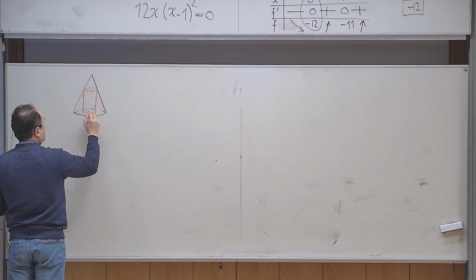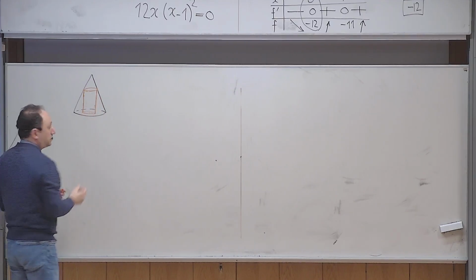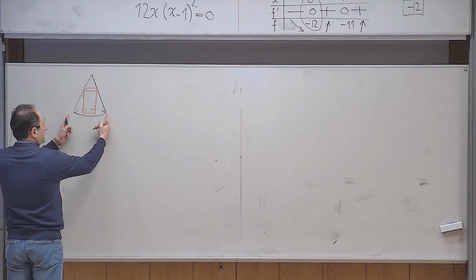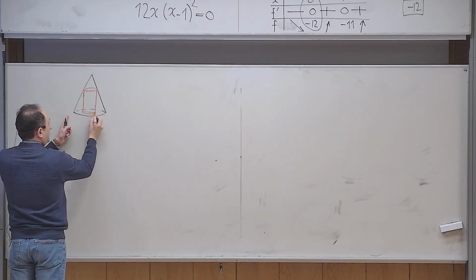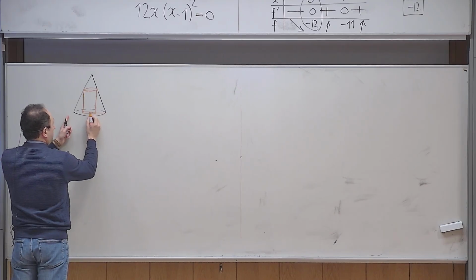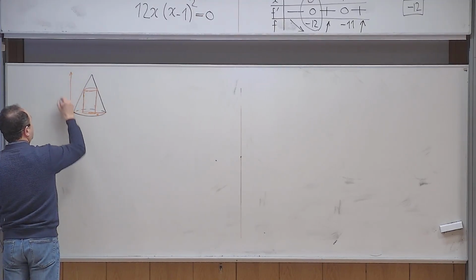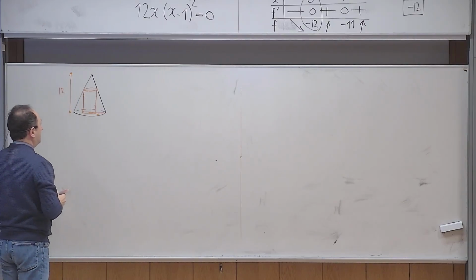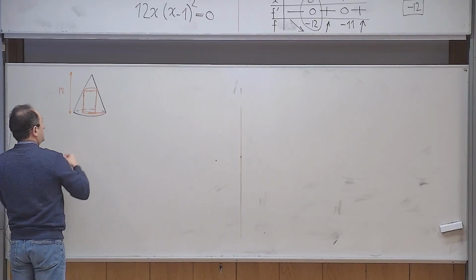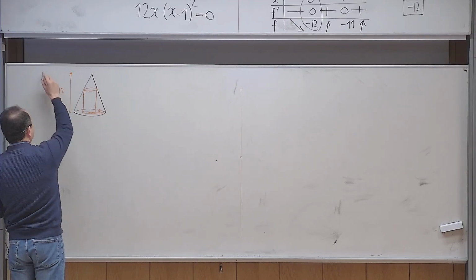Okay, so from here to here is given 12. So what is the radius of the cone then? The radius of the cone is 6, and the height of the cone is 12. Let me write it a little bit properly. So this is 6, all of them in centimeters, yes?